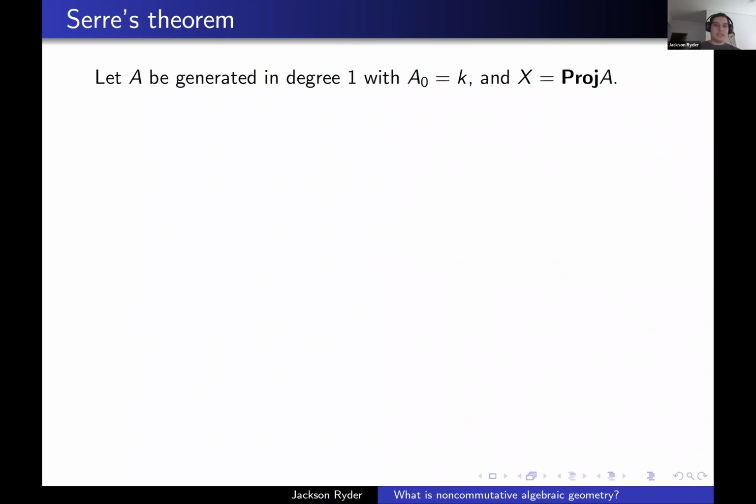So we're going to add some hypotheses onto our graded ring now. We're going to let it be generated in degree 1, meaning that we have a finite set of generators, all of which have degree 1. Okay. And we're also going to insist that the degree 0 component is just a field. And now we'll let X, I guess, be our Proj of this graded ring.